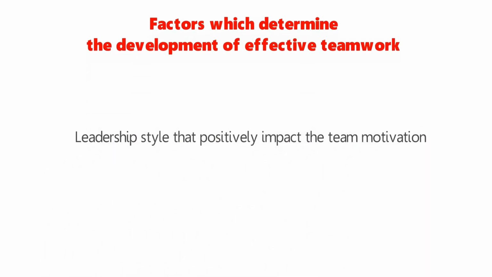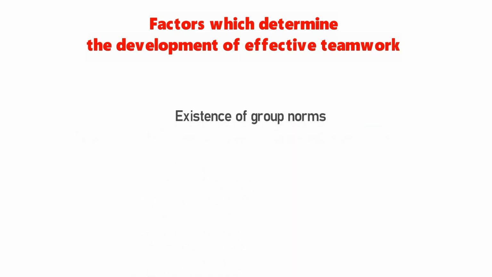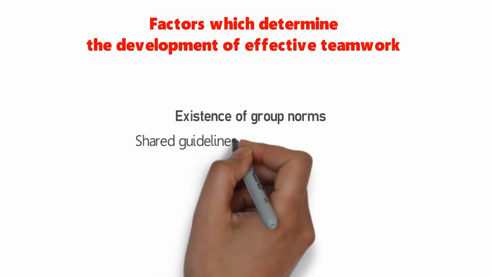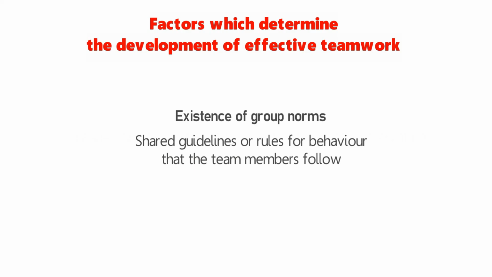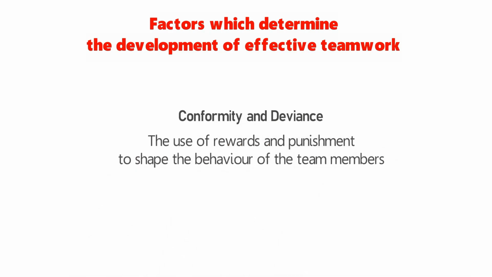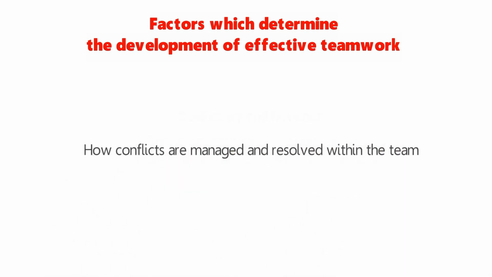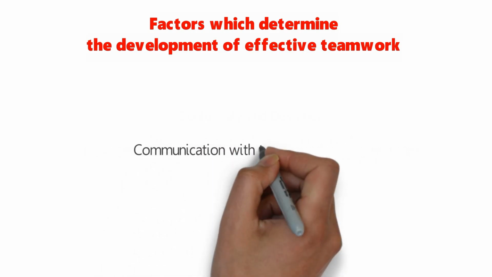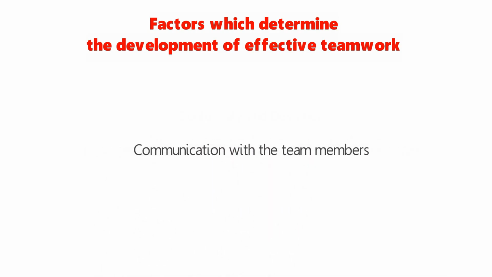Factors which determine the development of effective teamwork. Leadership style that positively impacts the team motivation. Existence of group norms, that is, shared guidelines or rules for behavior that the team members follow. Conformity and deviance, which is the use of rewards and punishment to shape the behavior of the team members. How conflicts are managed and resolved within the team. Communication with the team members.